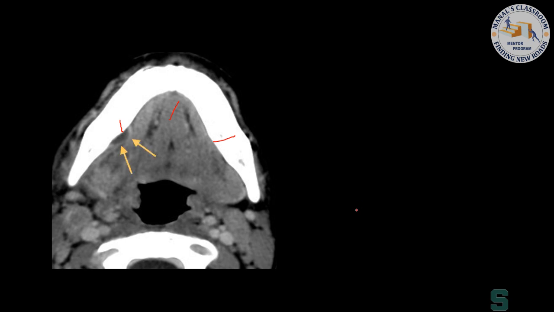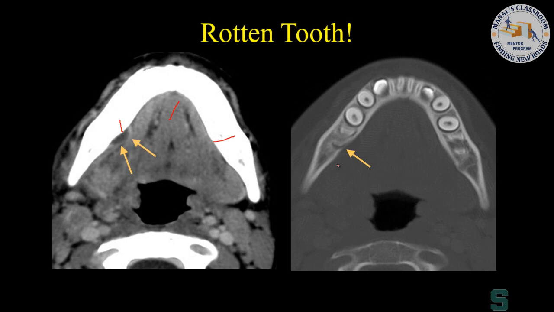And anytime you see this, obviously, and you know this already, is to look for the bone, or look for the bone algorithms. And when you see the bone algorithm, we can see the small little area of erosion that's eroding the lingual cortex of the mandible. And this is typically due to an infected tooth, odontogenic infection, right?